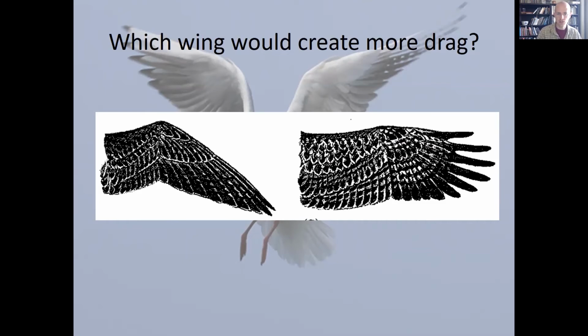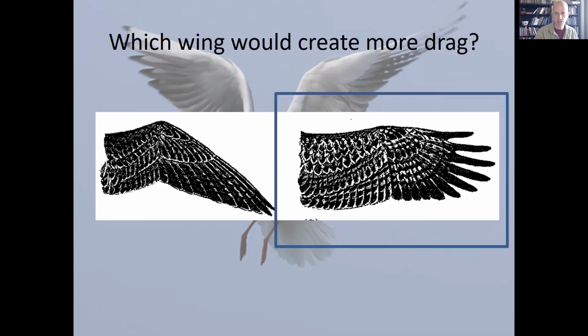Which one of these wing shapes, one with the primary feathers all very visible and sort of individually exposed to the air, and one with the primary feathers all tucked in so it's very much more streamlined, which one of these would create more drag? What do you think? So ponder that for just a moment. Yeah, the one that has the feathers exposed is going to create more drag because every single one of those feathers is going to create its own drag.